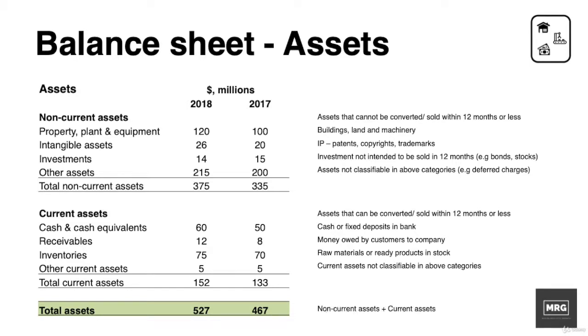So if you add both the non-current and the current assets, you will get your total assets. In this example, in the year of 2018, you have 527 million in total assets.